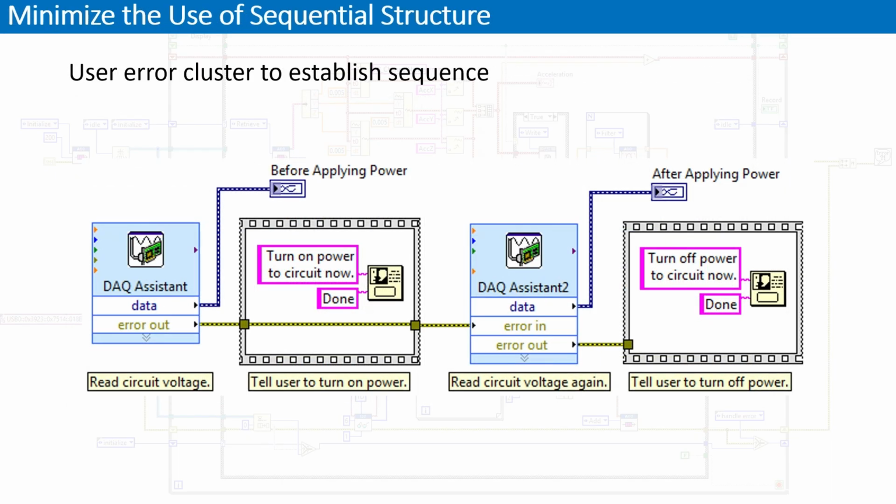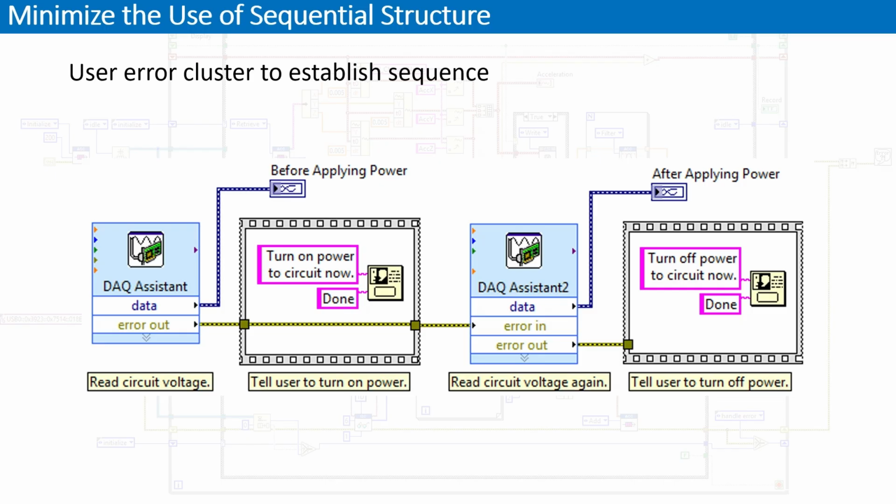A better approach is to rely on the data flow model to control the execution order. This can be achieved by wiring the error cluster between nodes to enforce sequencing. However, the one-button dialog VI used to display prompt messages does not include error cluster input or output terminals. To address this limitation, the dialog VIs are enclosed within a sequence structure, allowing input and output tunnels to be added. The same approach is applied to the second dialog box.